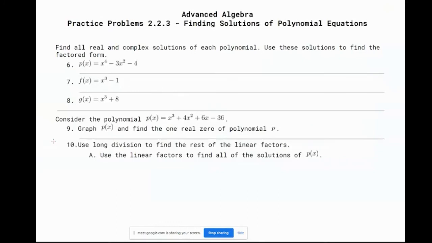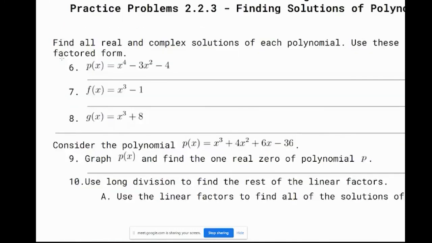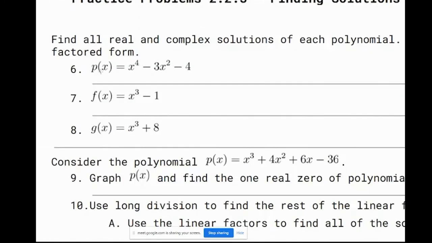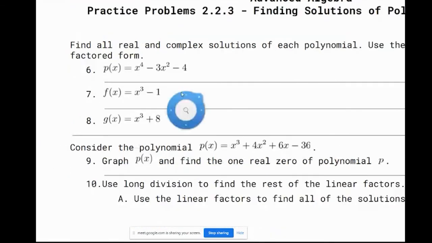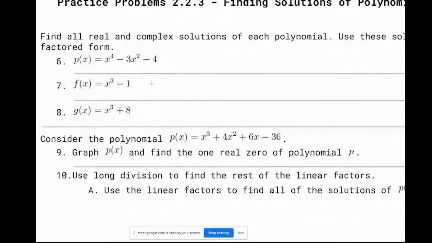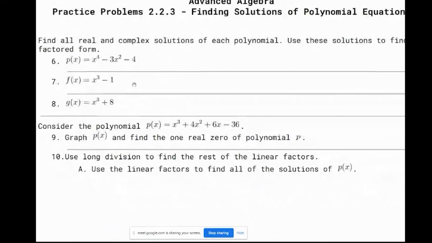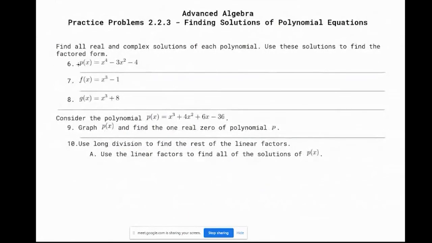All right, so this is going to be a video about finding solutions of polynomial equations, and it's going to be a little bit more in depth than the last video, but it's going to be the same kind of premise where I'm basically just going to be doing 5 example problems. So we see number 6 right here. It says p of x is equal to x to the 4th minus 3x squared minus 4. And it says I have to find all real and complex solutions for this polynomial and then use these solutions to find the factored form for p of x.